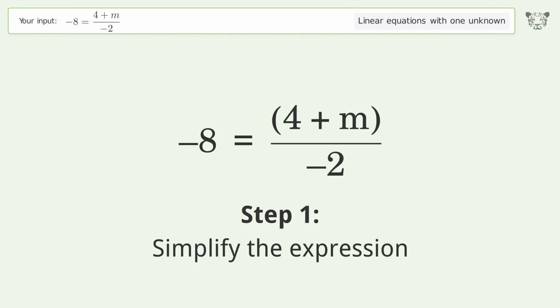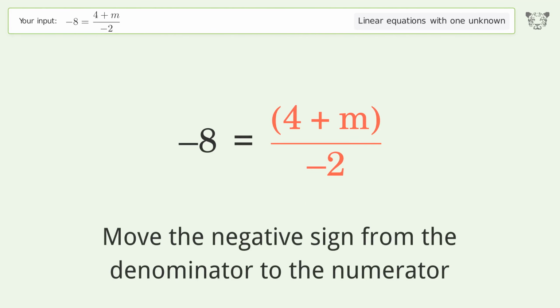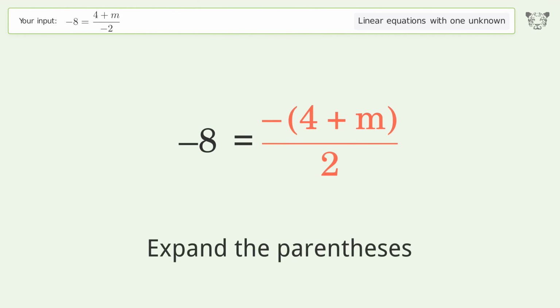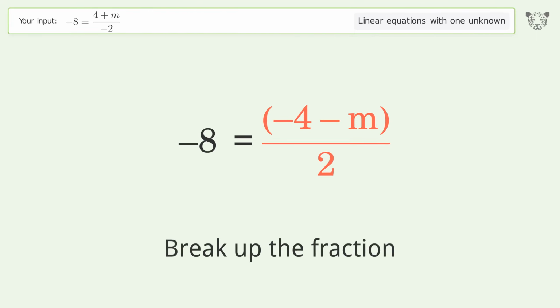Simplify the expression. Move the negative sign from the denominator to the numerator. Expand the parentheses. Break up the fraction.